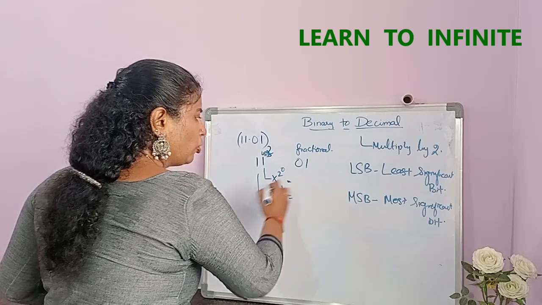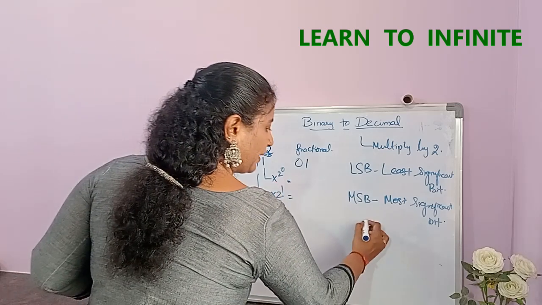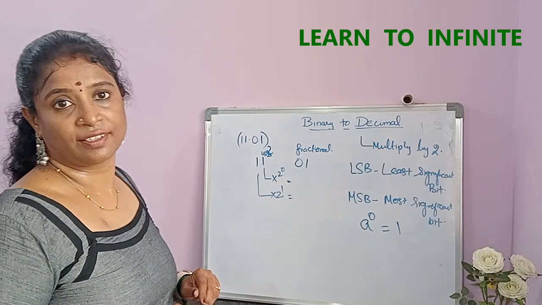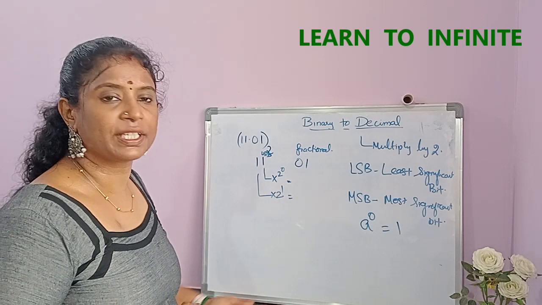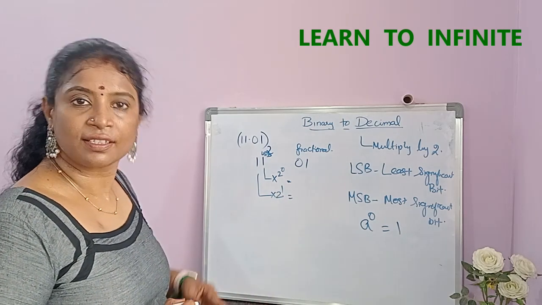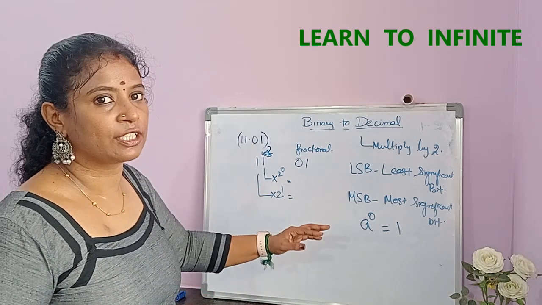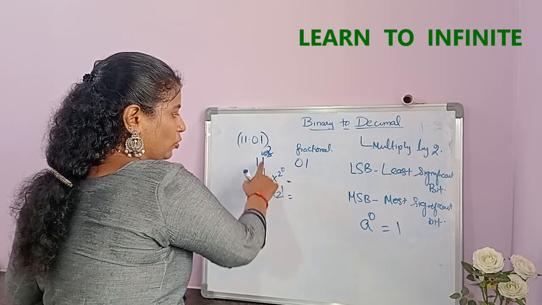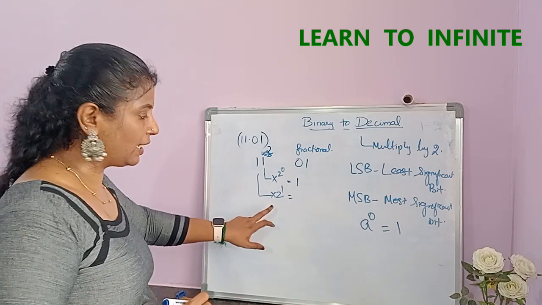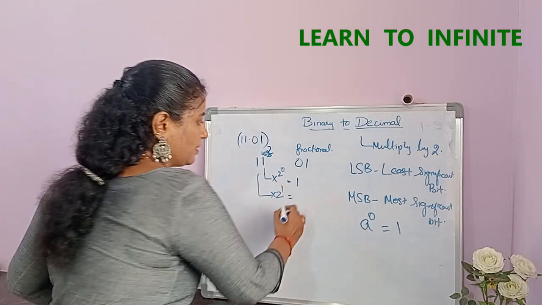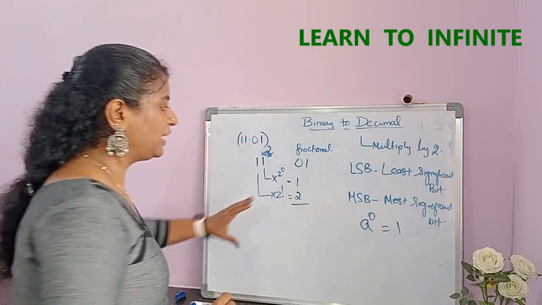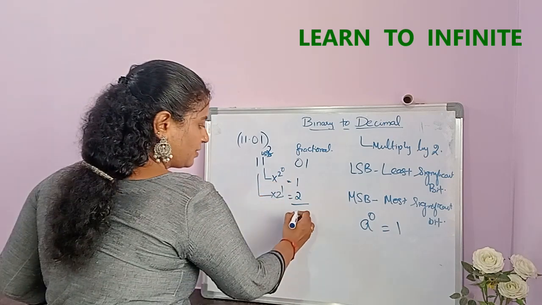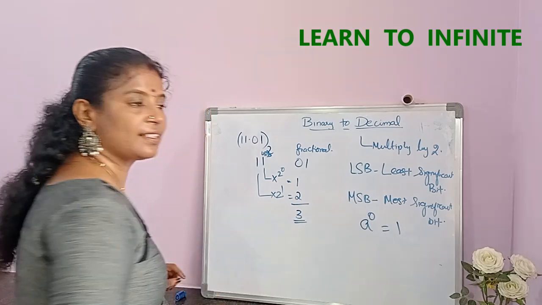Now, you should know the basic point: any number raised to the power 0 is 1. You should have studied this in your previous classes. I think starting from 6th standard you would have known any number raised to the power 0 is equal to 1. So what is 2 power 0? It is 1. So 1 into 1 is equal to 1. The same way, 2 power 1 is 2, 2 into 1 is 2, right? So we have now arrived at the whole part. Adding 2 plus 1 is 3. So the whole part answer is 3.